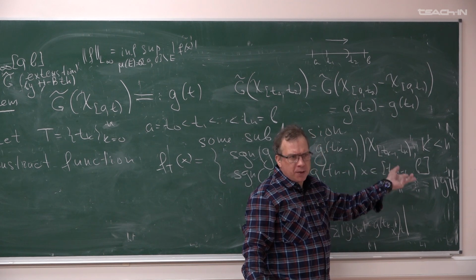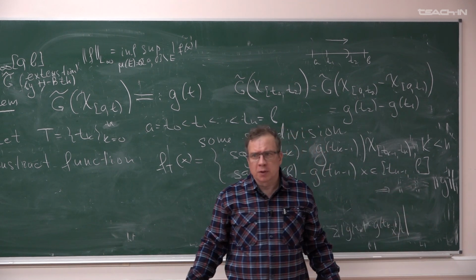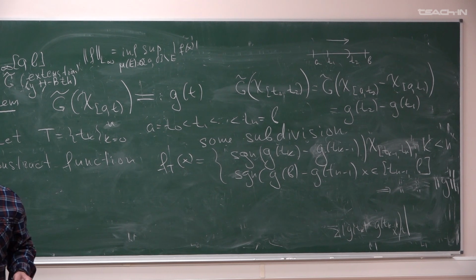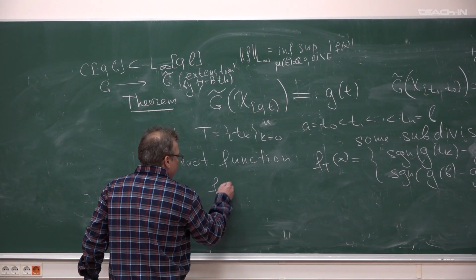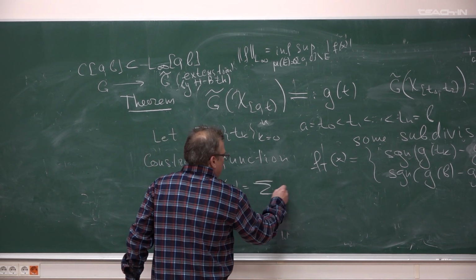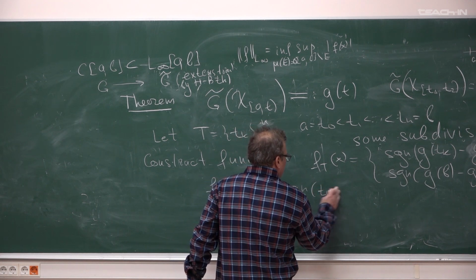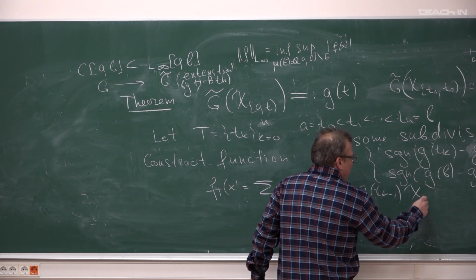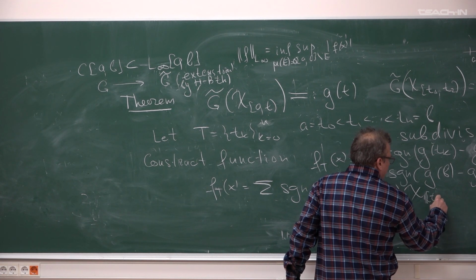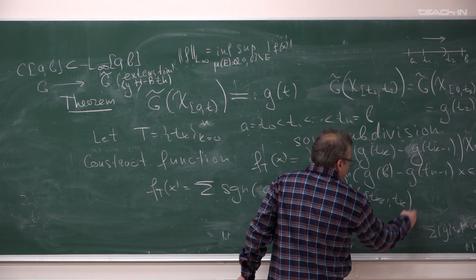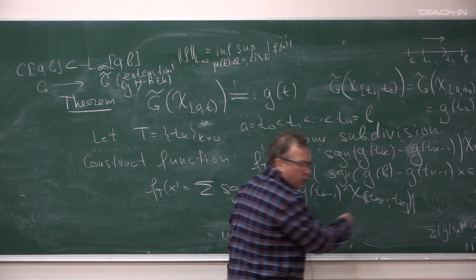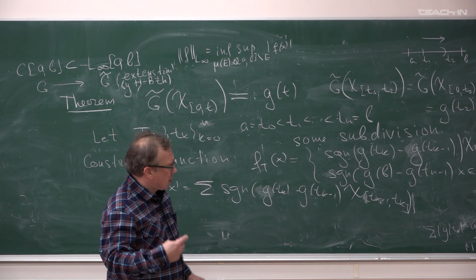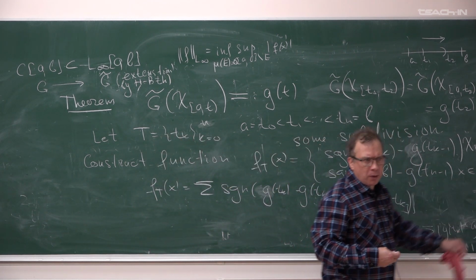Here are semi-intervals, and for the last interval I need to take the closed interval. So we can write this function in the following way. It is signums g tk minus g tk minus 1 times the characteristic function of the semi-interval. And for the last, this is closed. I don't write it except for the last sum item, but you must understand that for the last item, you take the closed bracket.